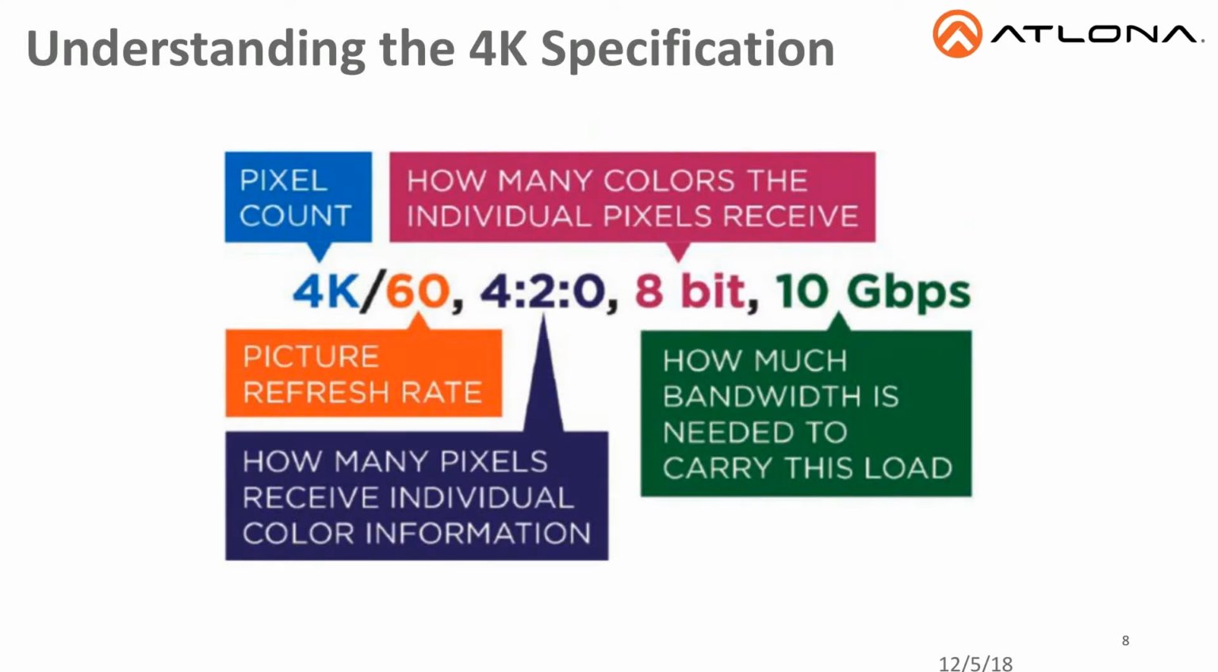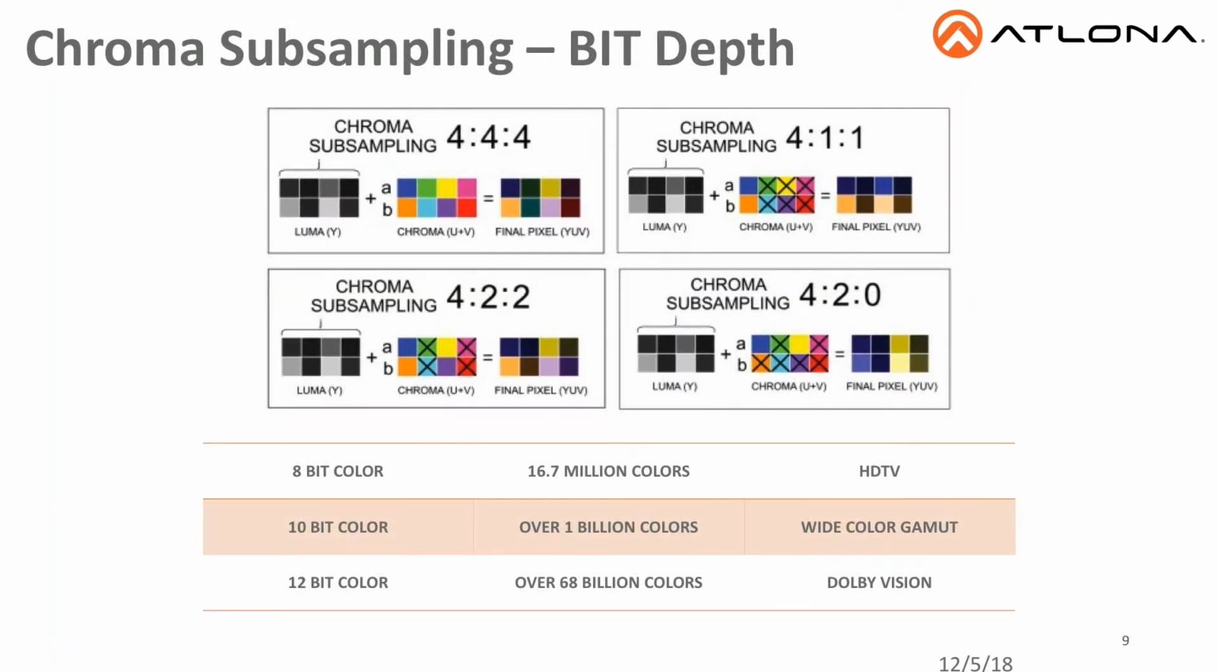So when we break it down, 4K is how many pixels, 60 is the refresh rate, 420 is how many pixels will receive its own individual color information. 8-bit is how many colors those individual pixels will receive, and 10 gigabits is the bandwidth needed to carry that load. So I want to talk about chroma subsampling because this is something that's sort of skimmed over many times. So we've all heard 444, 422, and 420. So I want to cover what that means exactly.